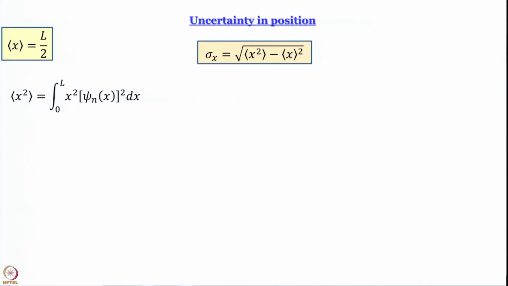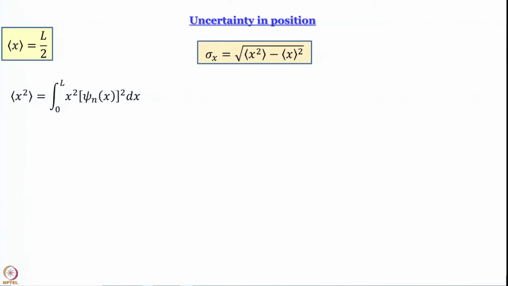Alright. So, average value of x square is equal to integral 0 to L x square multiplied by the square of psi n x dx. This is from the same expectation value that we have got. The operator here is x square, which simply means multiply by x square. It is as simple as that.